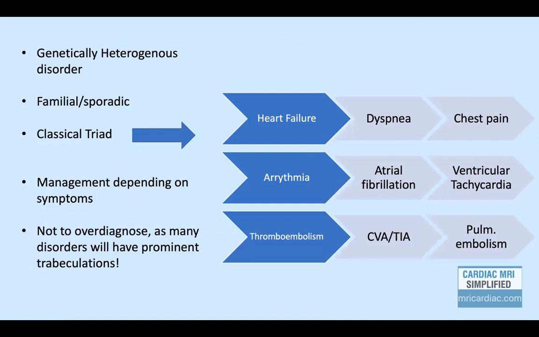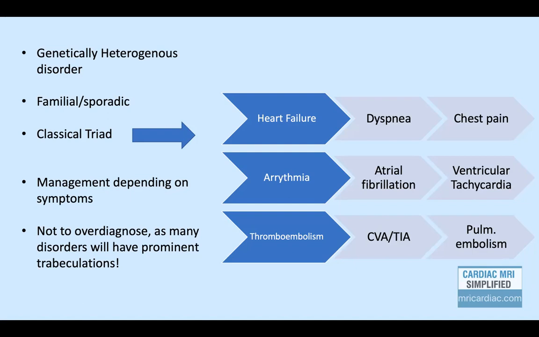It is a genetically heterogeneous disorder and clinically presents as the classic triad of heart failure, arrhythmia, and thromboembolism. The management varies depending on the symptoms. Most importantly, we should take care not to overdiagnose it, because many diseases will also have prominent trabeculations.